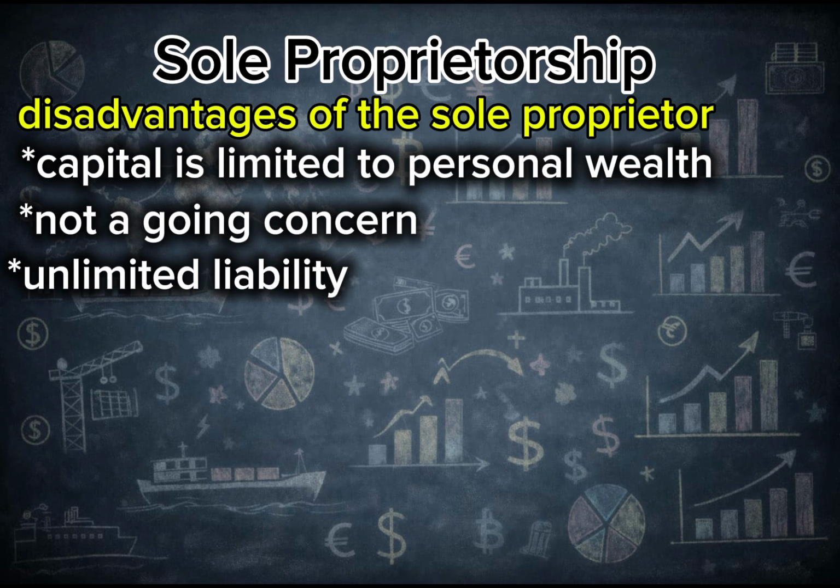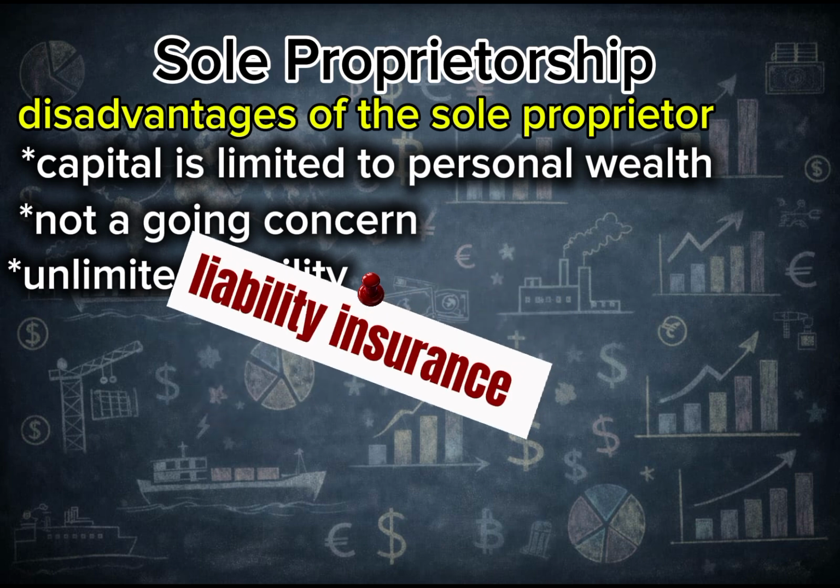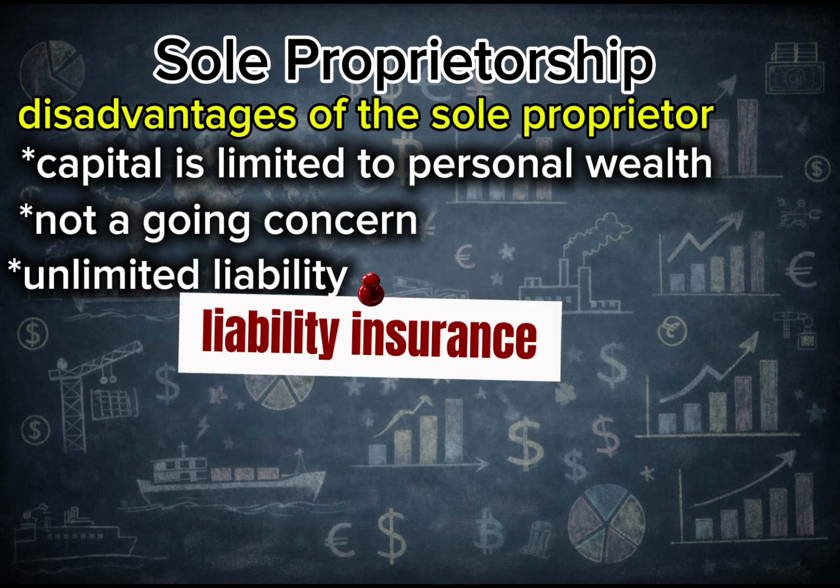That is because in the eyes of the law, the sole proprietor and his business is the same. There is no difference between the sole proprietor and his business. So any debt he incurs in the course of doing his business, he would pay for it. You may ask, what can a sole proprietor do in order to protect his personal properties from liability? The sole proprietor can take a liability insurance cover over his business.